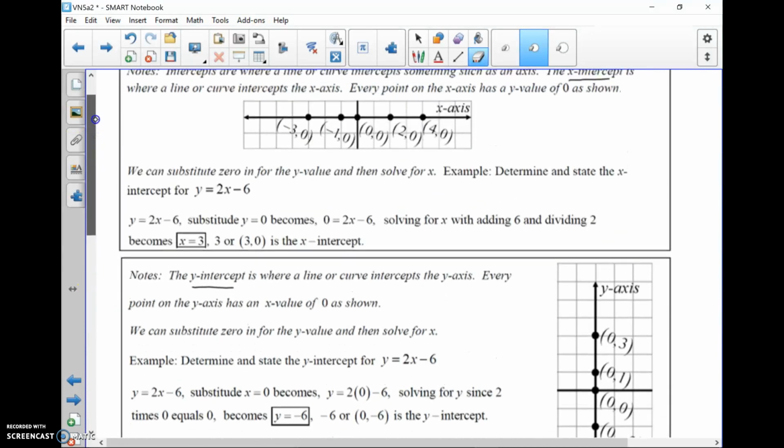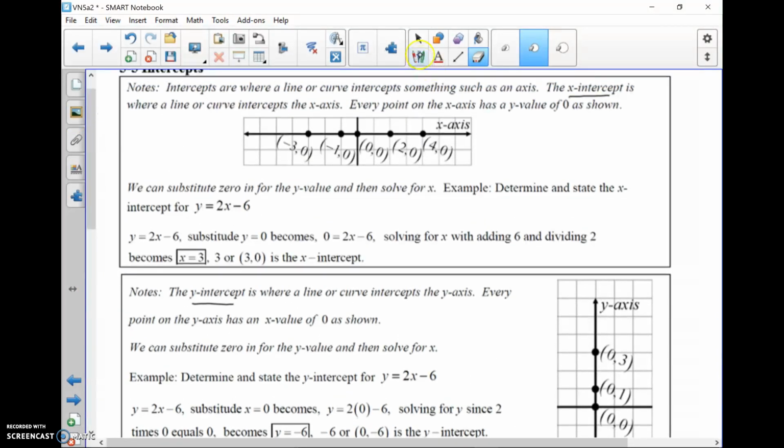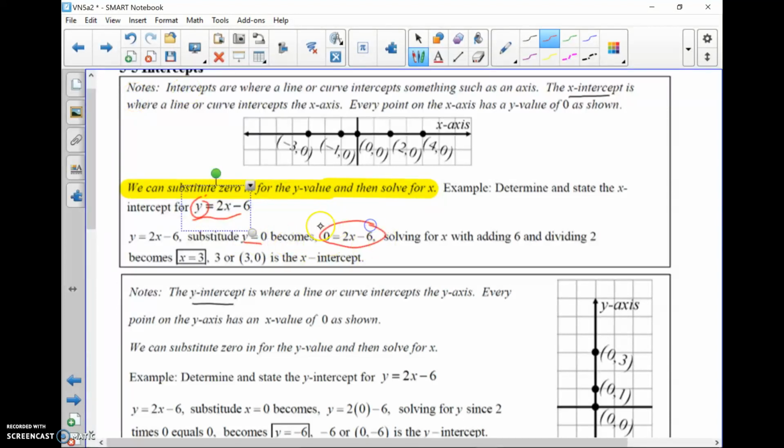And we could use that little fact to help determine our x-intercepts. Since we know they have y values of 0, we can substitute in 0 for the y value and then solve for x. So for example, a little equation here, y equals 2x minus 6. We can replace the y with 0. And so it's 0 equals 2x minus 6. And then you could solve this very simple little equation for x. First add 6 on both sides, and then you get 6 equals 2x, divided by 2, and x equals 3. Which means 3, 0 is the x-intercept right here, 3, 0.